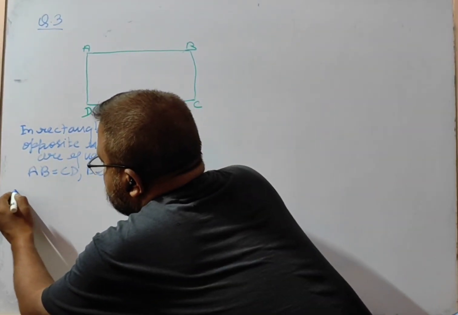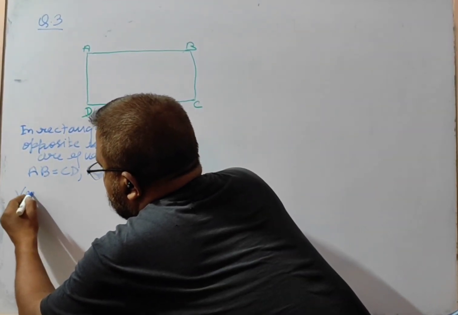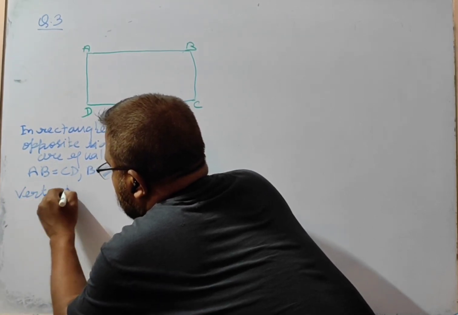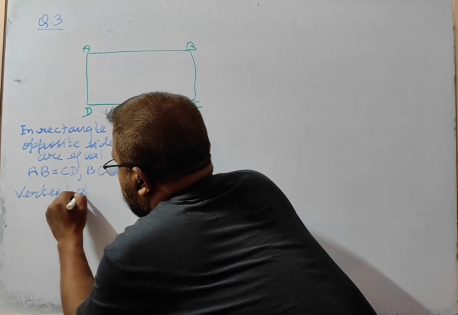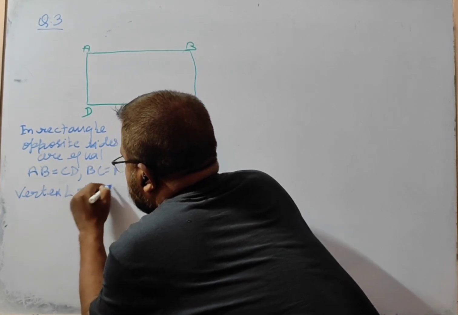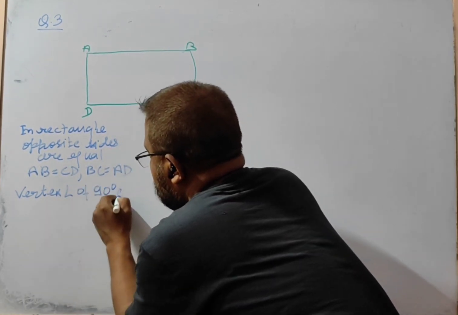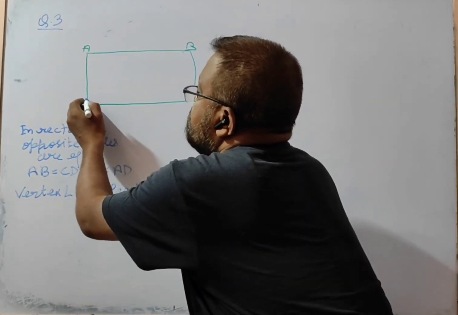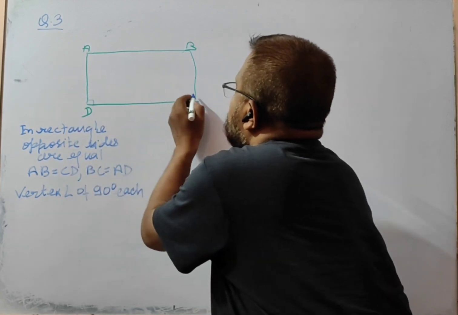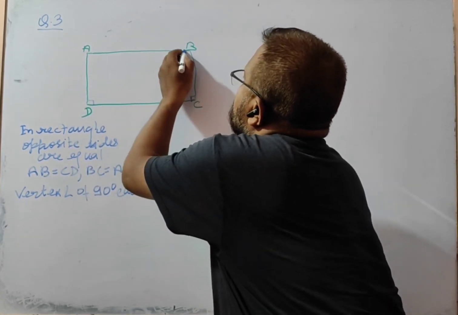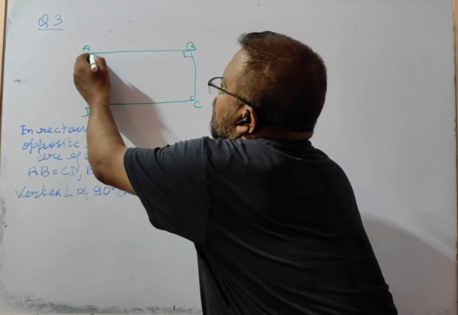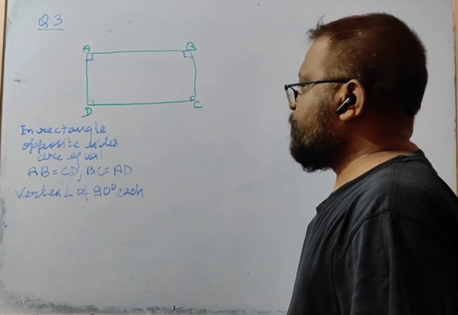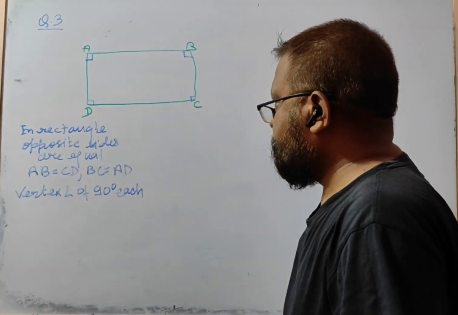Vertex angles are 90 degrees each. So the vertex angles are like this: this angle, this angle, this angle, and this. They are all 90 degrees each. Right? Okay.